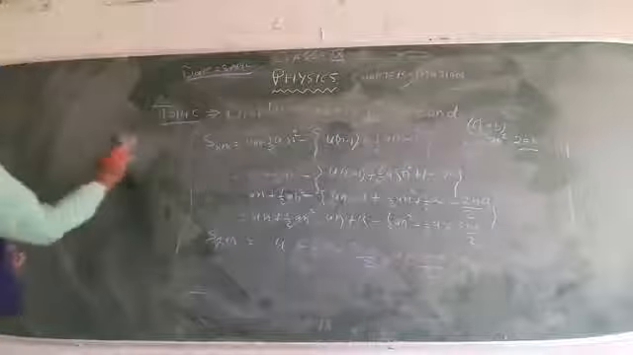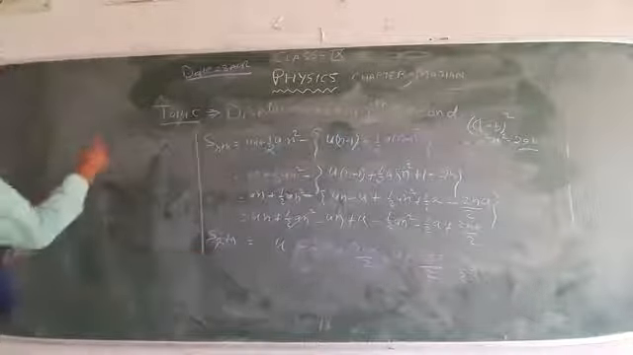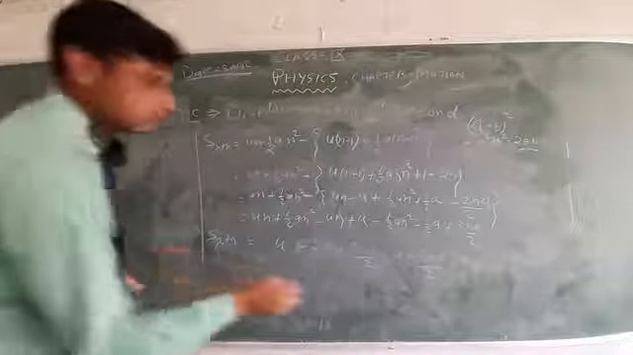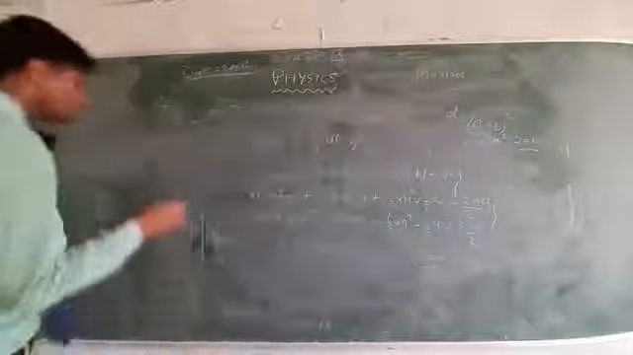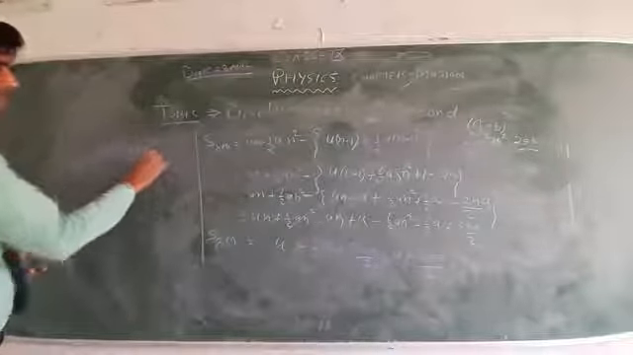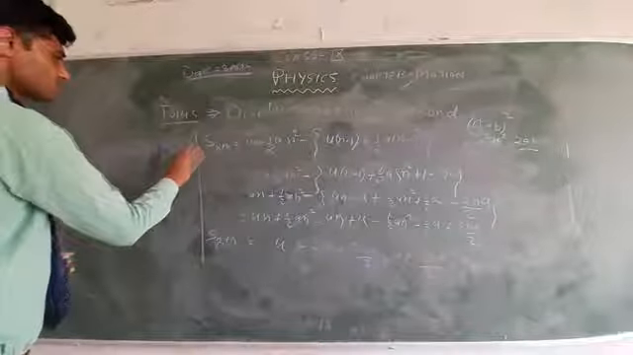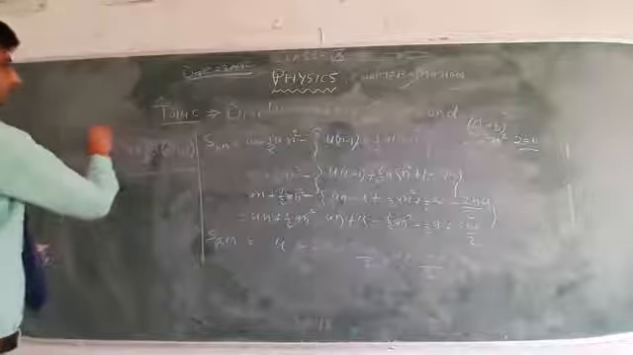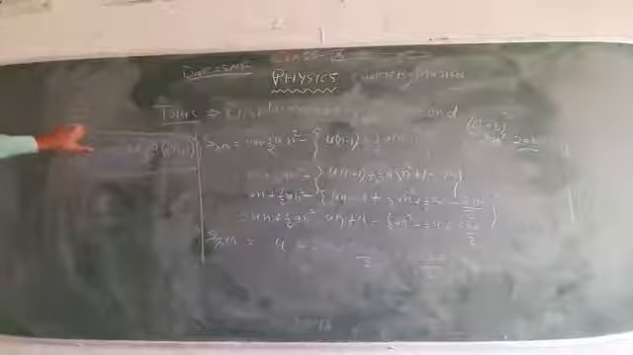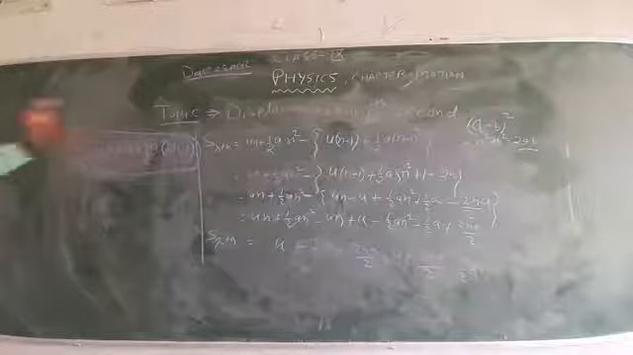Okay, so the value of u plus 1 upon 2 a common, so u plus 1 upon 2a times (2n minus 1). So this is the formula for the nth displacement, the displacement of an object in nth second.